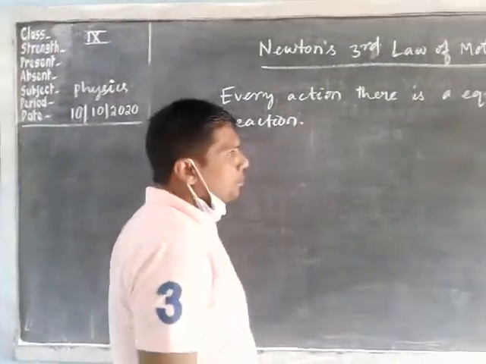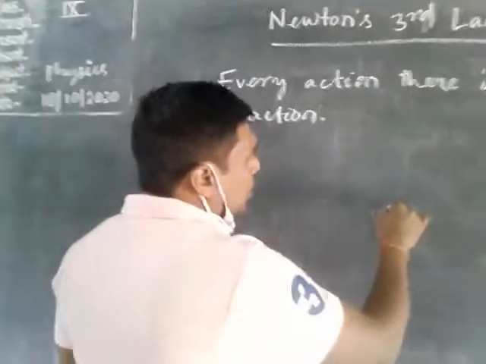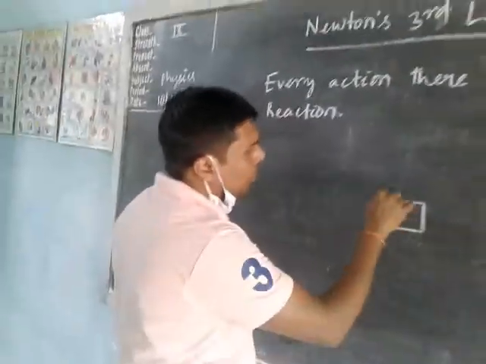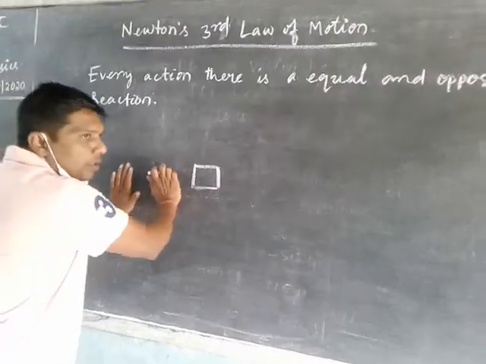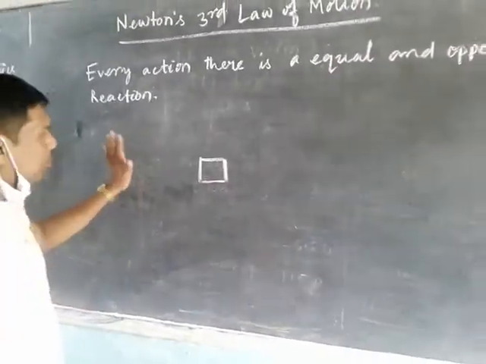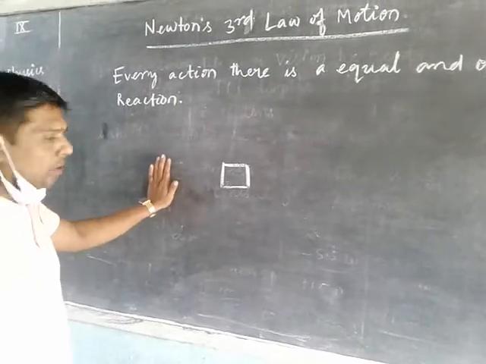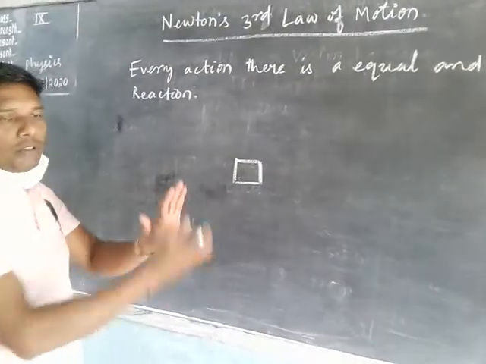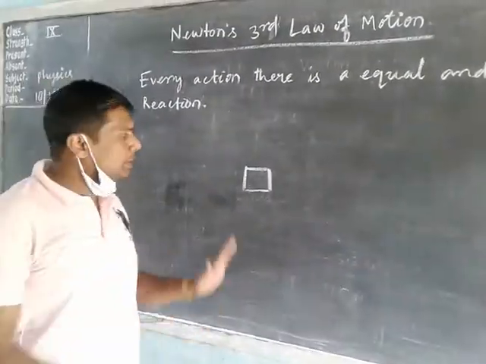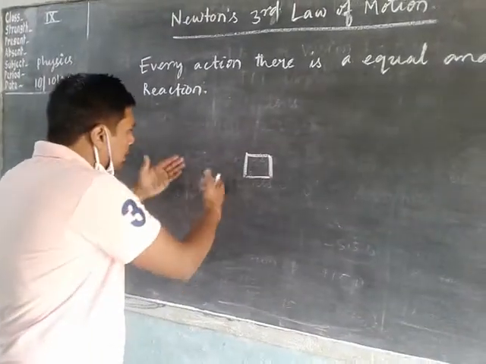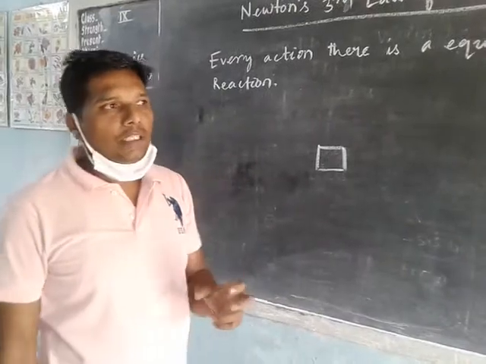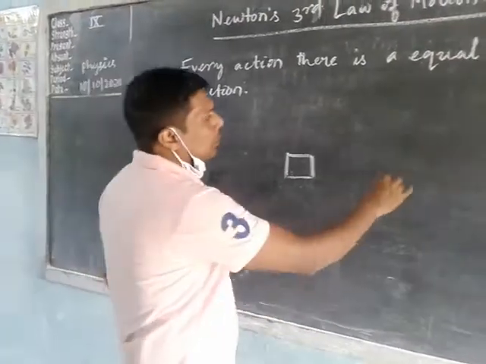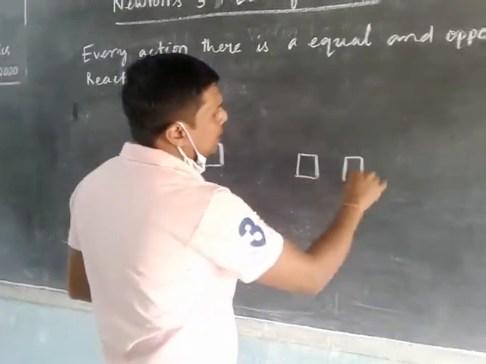Suppose we want to push this blackboard. That means in this case the blackboard also applies a force on our body. We are giving the action, and when the blackboard gives a force back, that is known as the reaction. Whenever there is one body, another body is there.